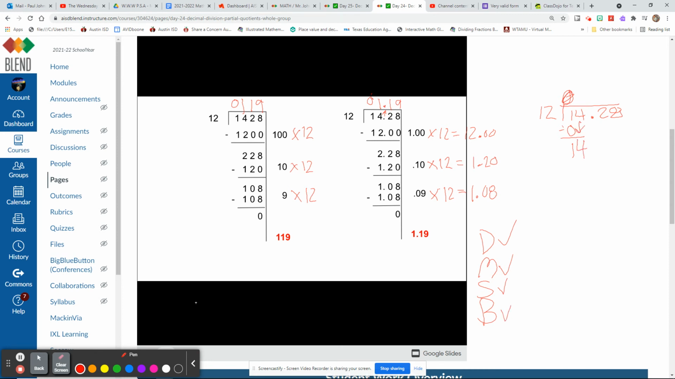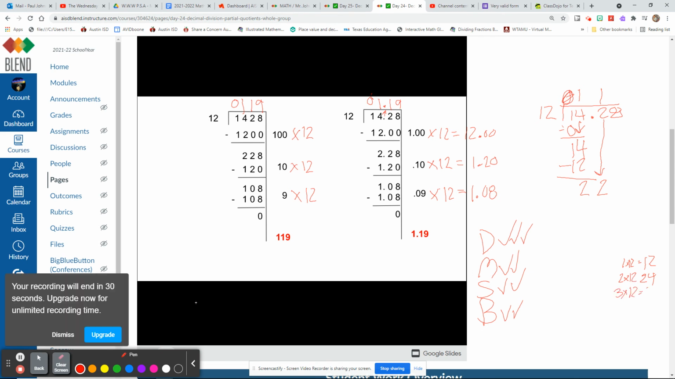Alright, so 12 goes into 14 one time, because 12 times 1 is 12. 14 minus 12 is 2. And then I'm going to bring down the 2. Alright, so 12 goes into 22 one time, because 2 groups of 12 is actually 24. And if you don't remember your 12s facts, you could skip count on the side. Like 1 times 12 equals 12, 2 times 12 equals 24, 3 times 12 equals 36. So 12 times 1 is 12.